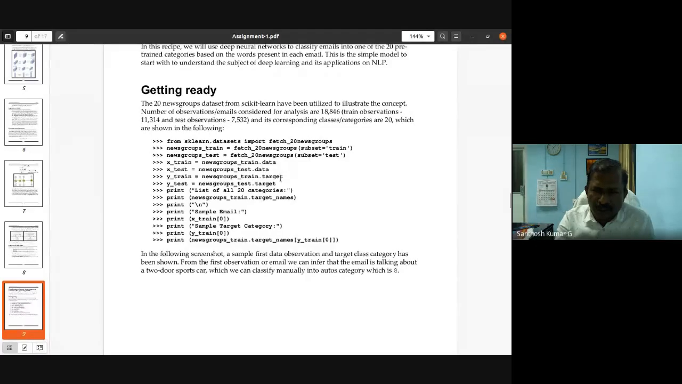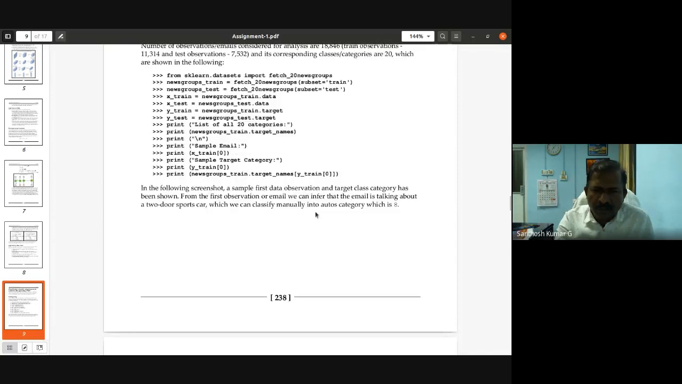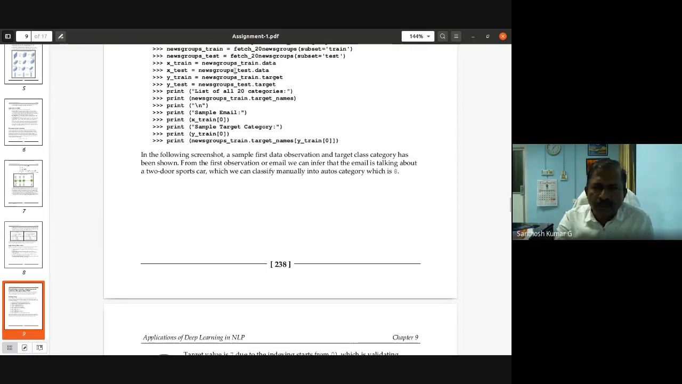It need not be in PyTorch, plain Python might be fine. So there is a dataset, a newsgroup dataset, which is available in scikit-learn. Okay? You can take the dataset from there. So there are a lot of observations for training, and for test observations, this much data is there. Okay? So categories are 20. So you can train it, and so you know the pipeline, right?